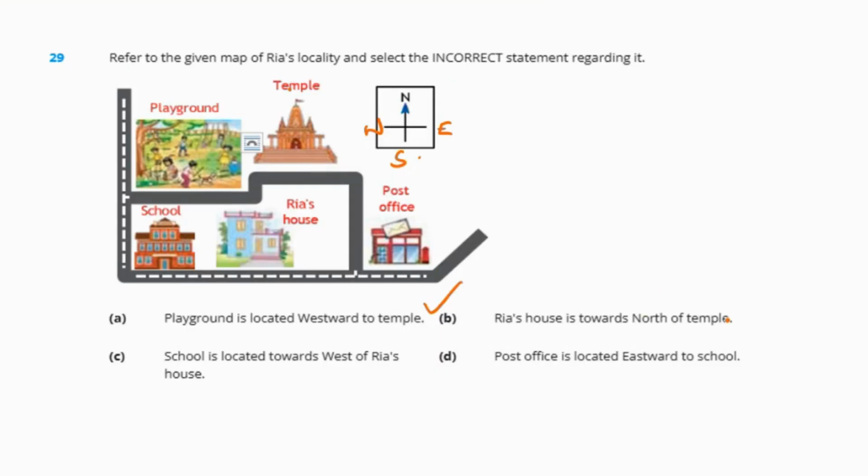Riya's house is towards north of the temple. Is it true? No. Riya's house is south of the temple, right? The temple is here and the house is on the downside. This is the south side only. So that is a wrong one. School is located towards west of Riya's house. Yes, that is correct. Post office is located eastward to school. Yes, that is also correct. So the incorrect option is option B. Riya's house is towards south of the temple, not north.